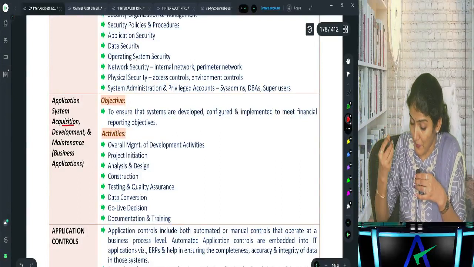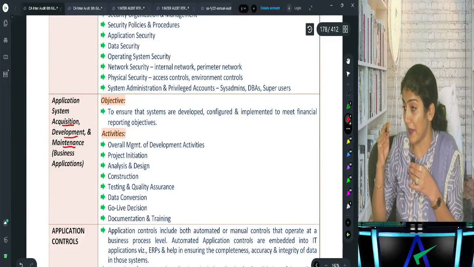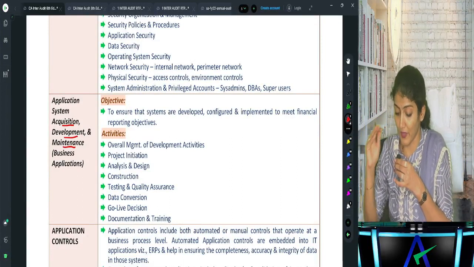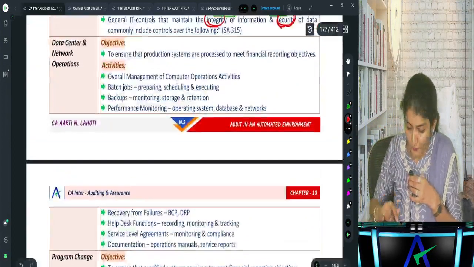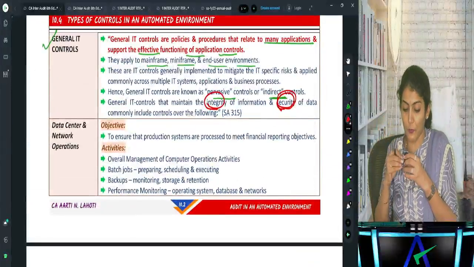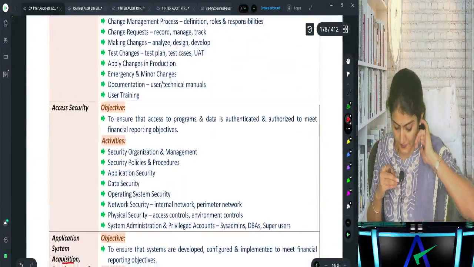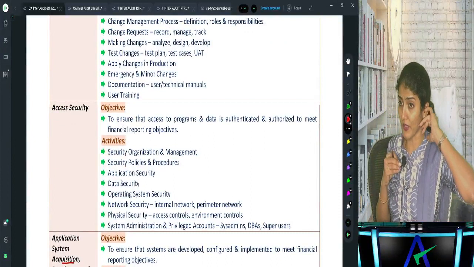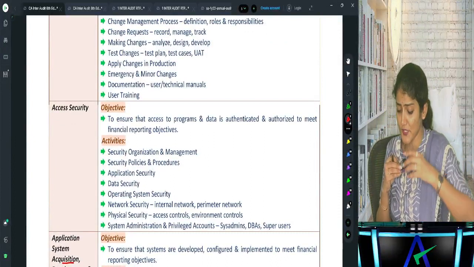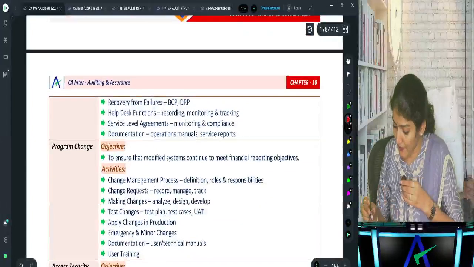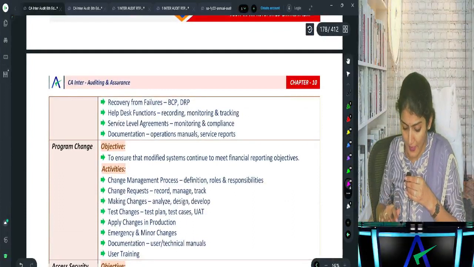If they acquire third-party software or the development and maintenance of a new software. Okay. Right. For all of these four active controls, what are the 2 points we have? Objectives and activities. Are you seeing that? For all the four controls, we have the objective and the activities. What is the objective for the data center and network operation?